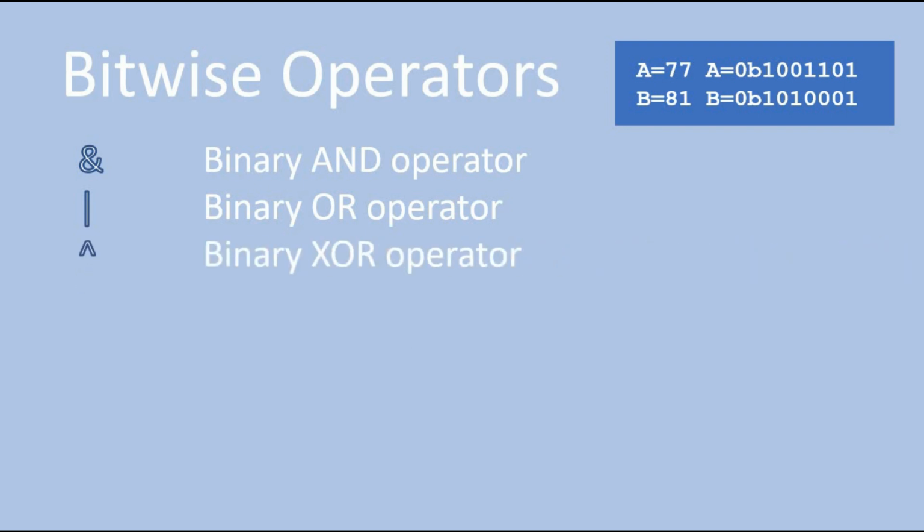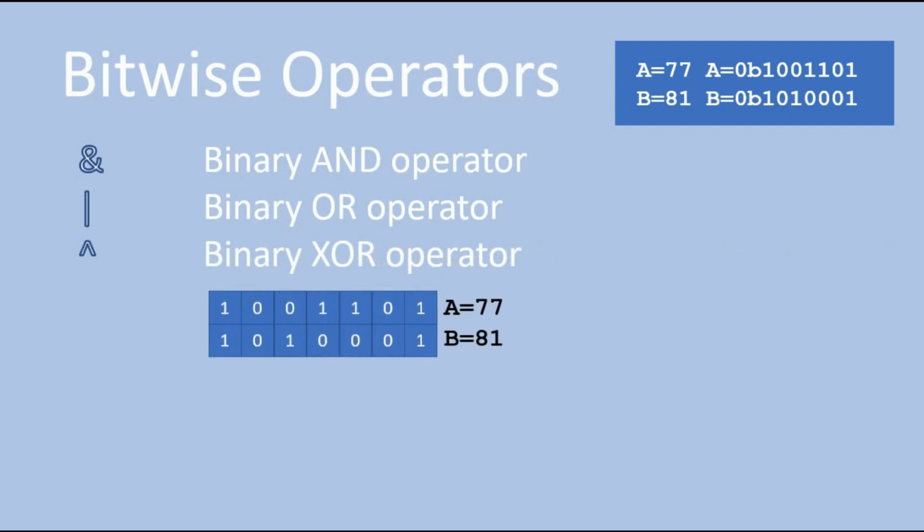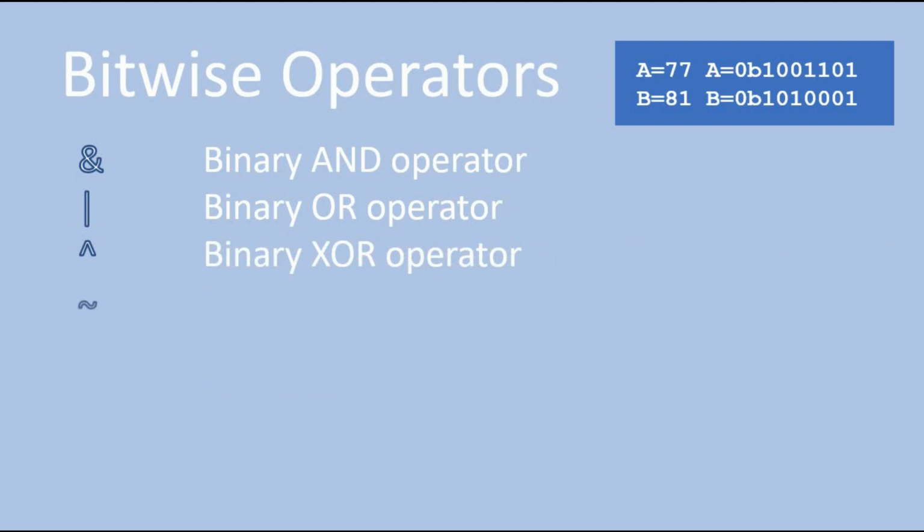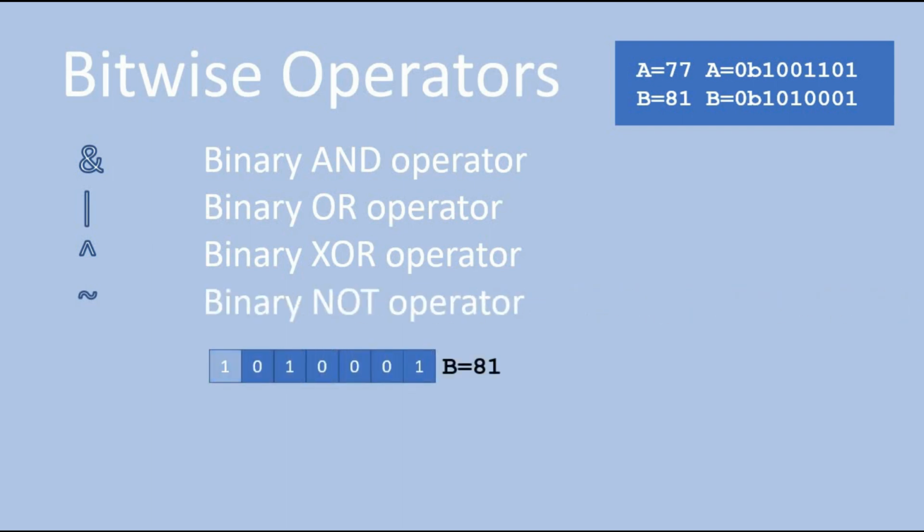Next one is binary XOR operator. It copies the bit if it is set in one of the operands, but not both. So 2 ones make a 0, 2 zeros make a 0, but 0 and 1 make a 1. We populate remaining bits to get the result of 28. Moving on to binary NOT operator, which is flipping bits. So 1 becomes 0, 0 becomes 1, and so on. Applied to decimal 81, we get decimal number 46.